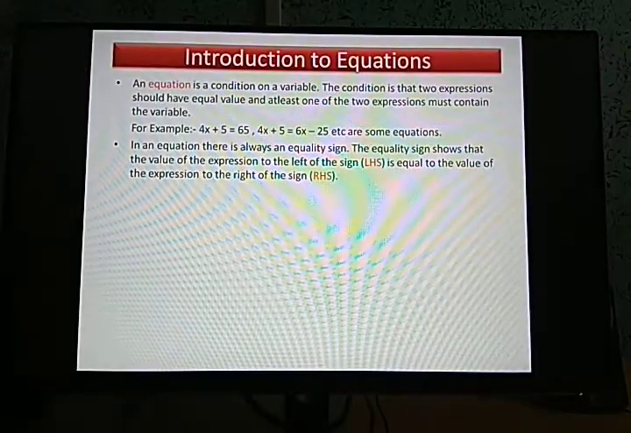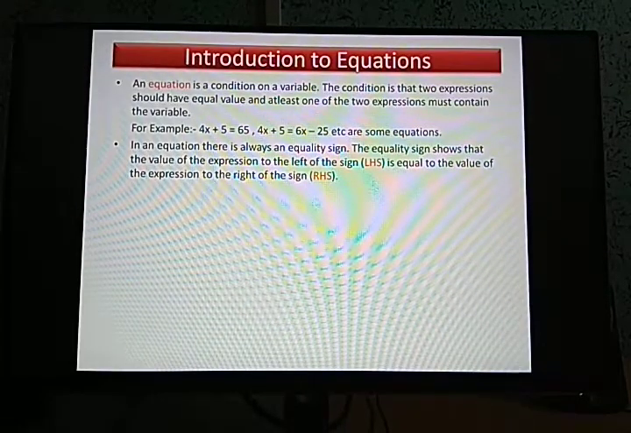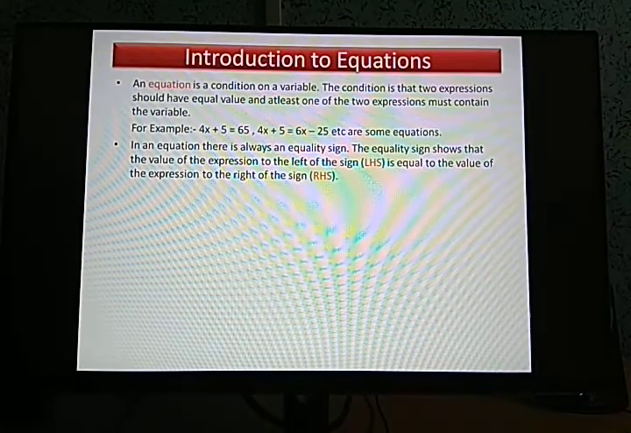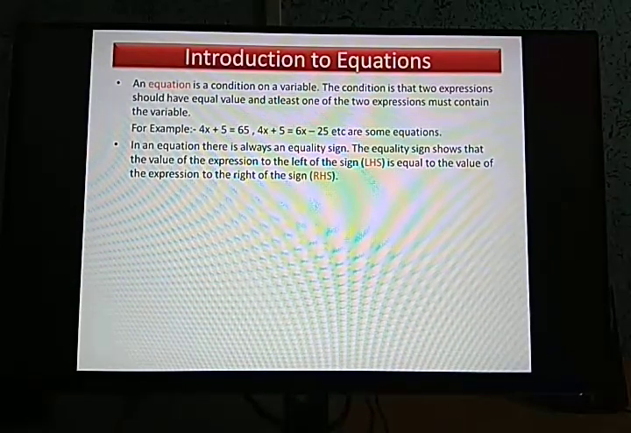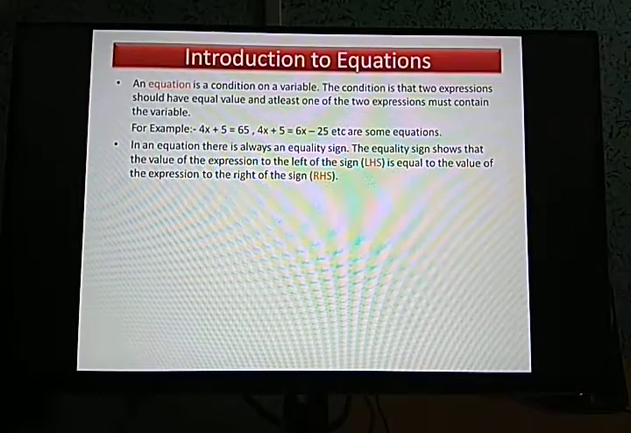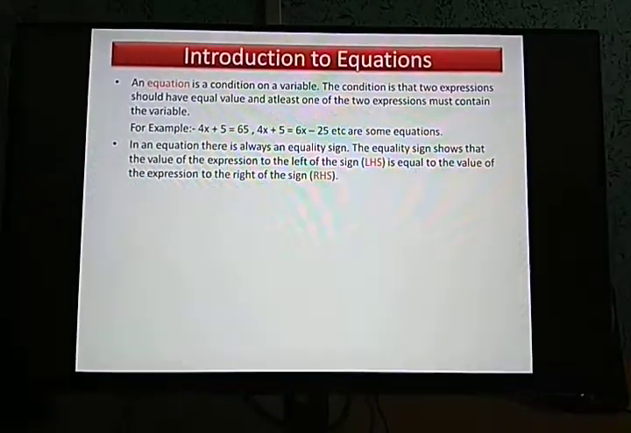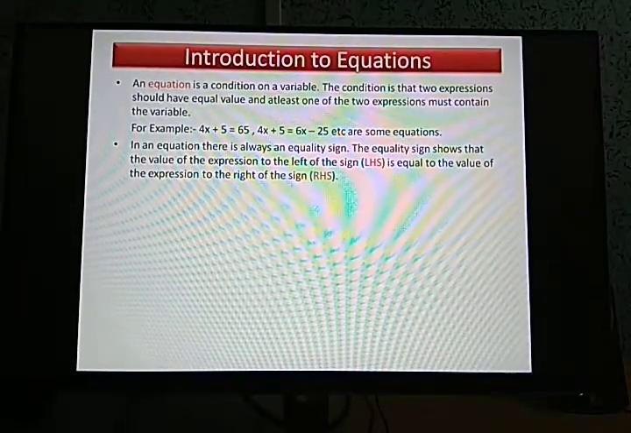Now let us see the next part. In an equation, there is an equality sign. Yes, one interesting thing here to keep in mind is that there has to be an equal to sign in an equation. It can't have other symbols like greater than, less than, not equal to. No, it can't happen. There must be an equal to sign.